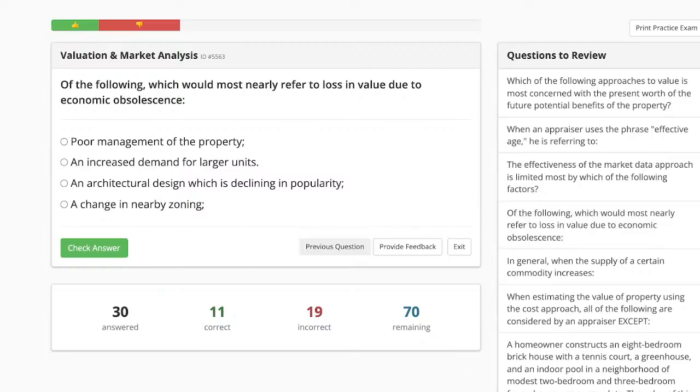We talked about this before, so we're going to do this question. Of the following, which would most likely refer to loss in value due to economic obsolescence? We discussed this concept before, so hopefully we all get it right. A, poor management of the property. B, increased demand of larger units. C, an architectural design which is declining in popularity. Or D, a change in nearby zoning.